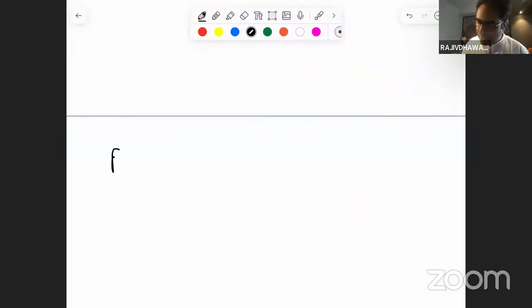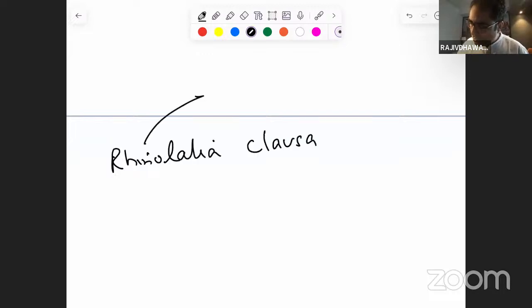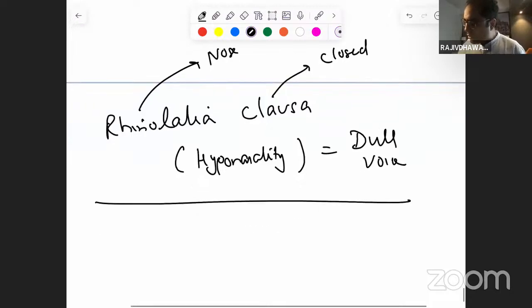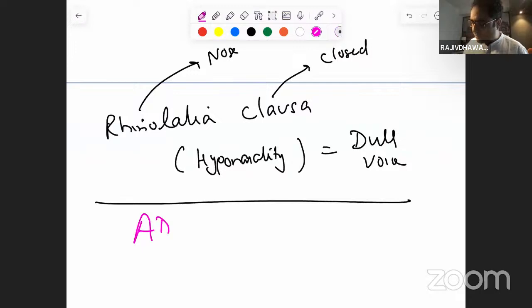Rhinolalia clausa. Somebody asked me about rhinolalia clausa. This word is important, beta. What is rhino? Nose. Clausa means closed. Nose is closed, beta. Hyponasality of voice, the voice is dull. Hyponasality or dull voice, beta. Nose closed, beta. The classical cause of this is adenoid hypertrophy, beta.